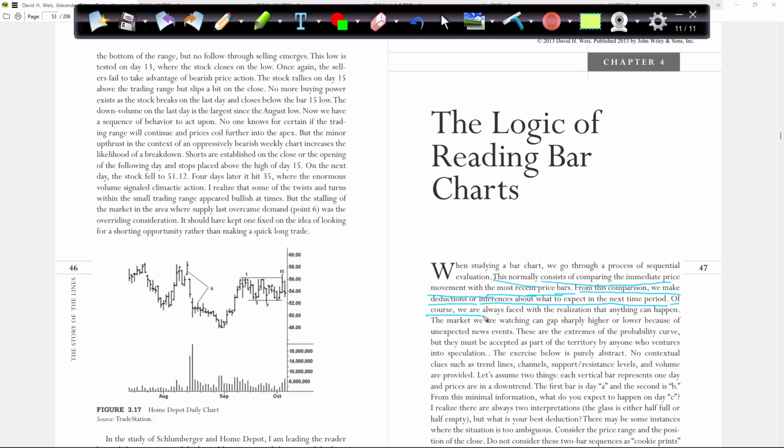Of course, we are always faced with the realization that anything can happen. The market we are watching can gap sharply higher or lower because of unexpected news events. These are the extremes of the probability curve, but they must be accepted as part of the territory by anyone who ventures into speculation.